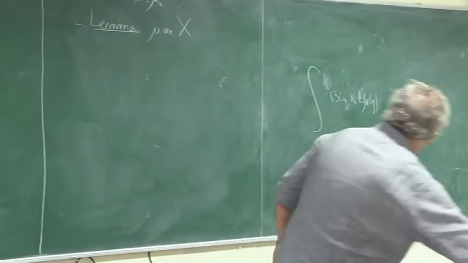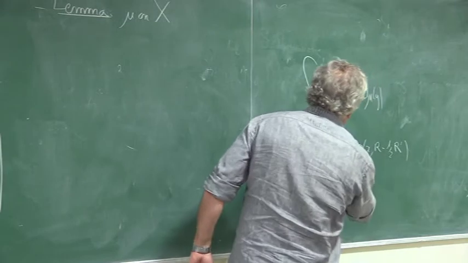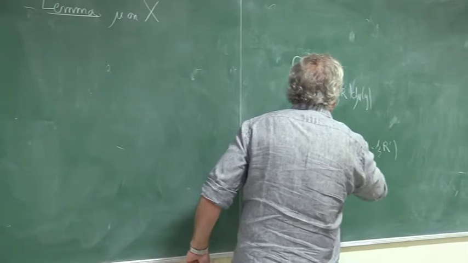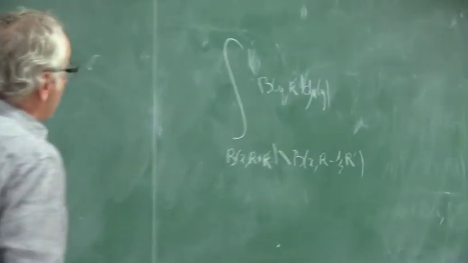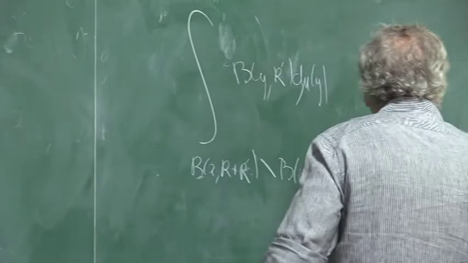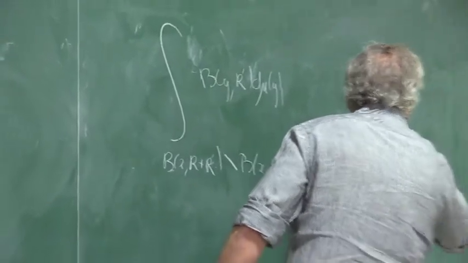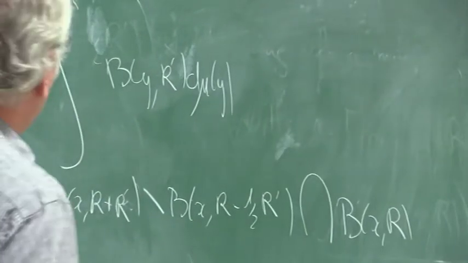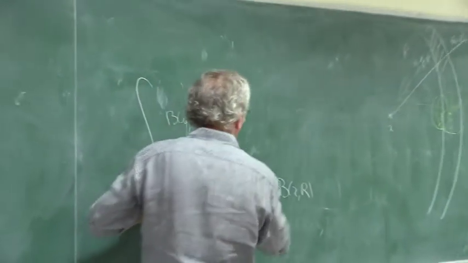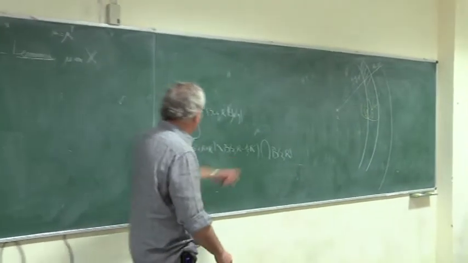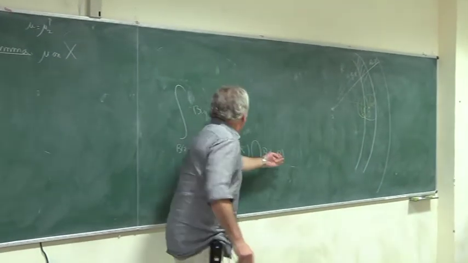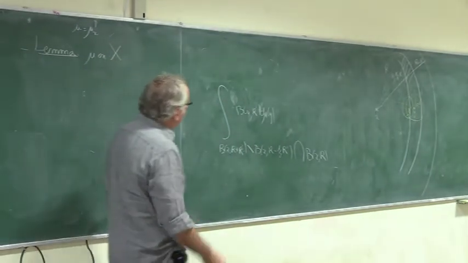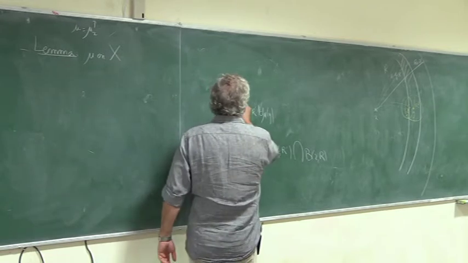So I want to replace this by the larger one. But of course, it's not anymore the same integral that I had before. And in order to recover the same integral that I had before, I should intersect with B(x, r), right? All these balls are concentric. So the intersection of this with this is equal to this one, and this is contained in this one. So what I have written is trivial.